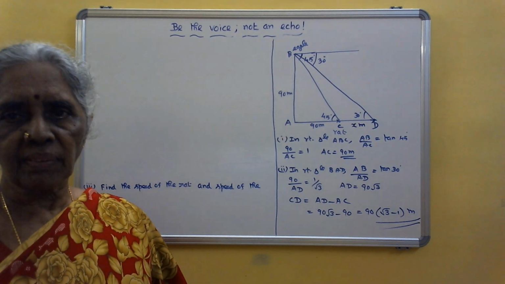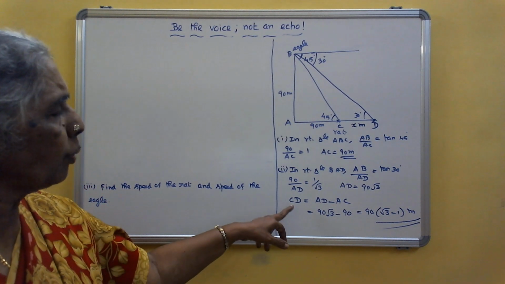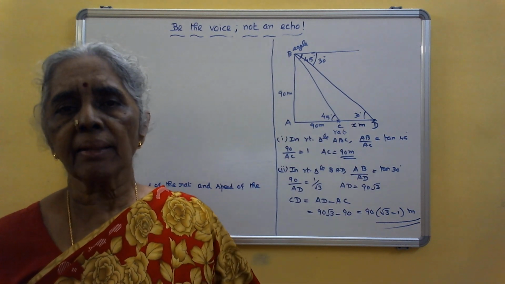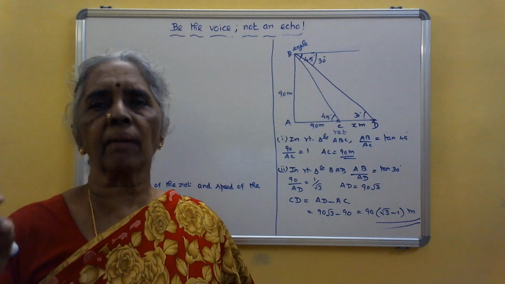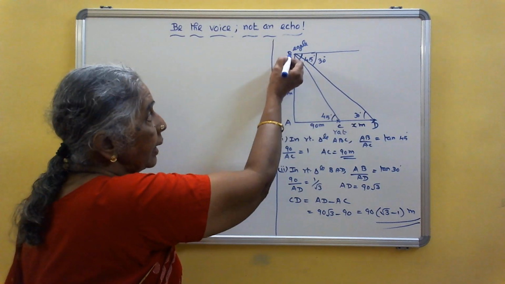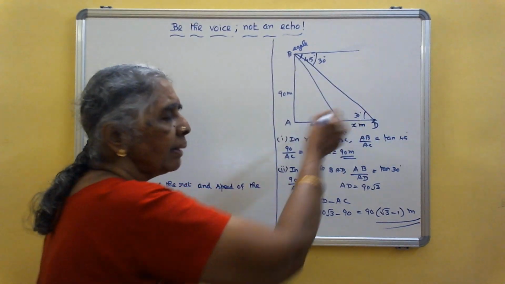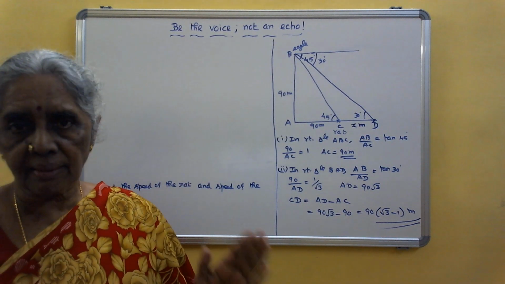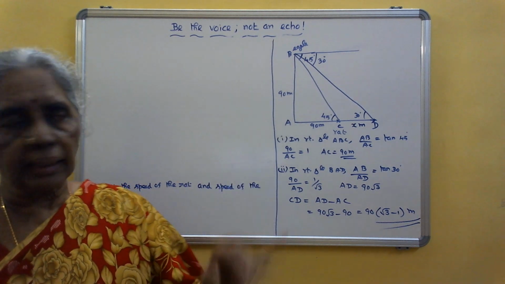In the second subdivision itself, we have only found the distance traveled by the rat in 10 seconds. Now let us find the distance traveled by the eagle in 10 seconds. I told you the eagle is here. From there, it is coming to D. So we want BD. That is the distance traveled by the eagle in 10 seconds.